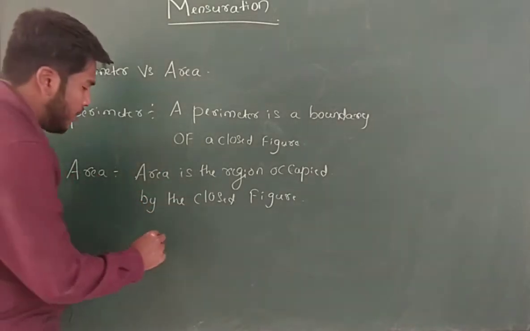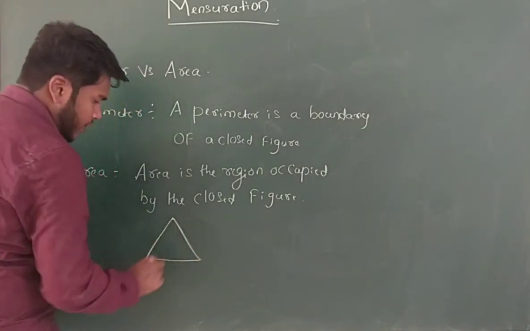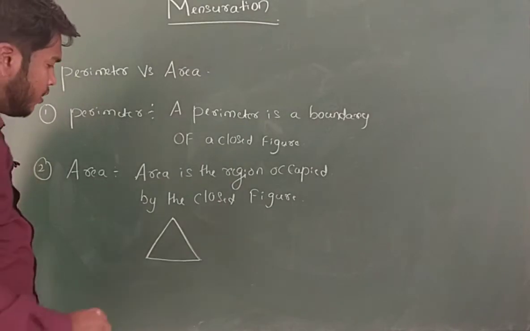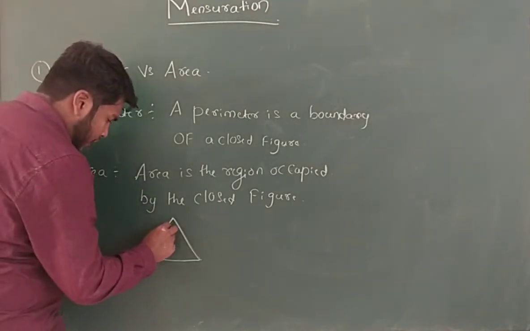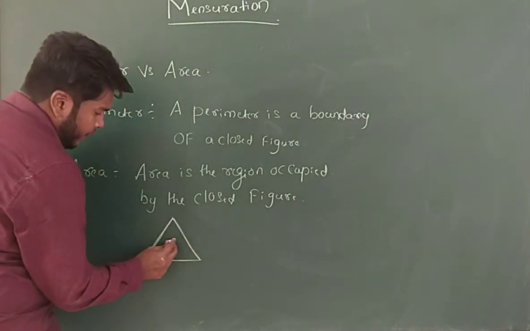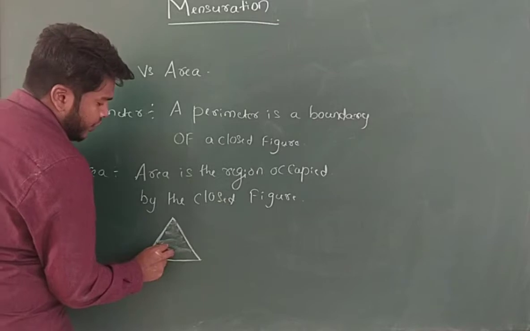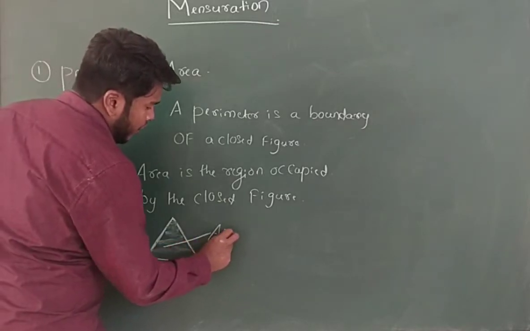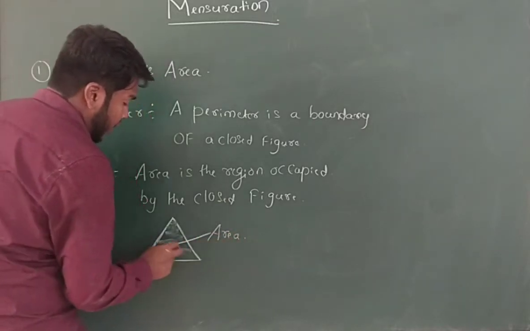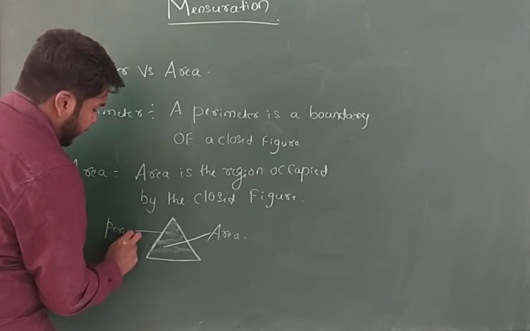So let me show a quick example. This is a triangle. I take one example of a triangle. This is the boundary line segment. The boundary line is called the perimeter, and the shaded portion is called area. This is called area and this is called perimeter.